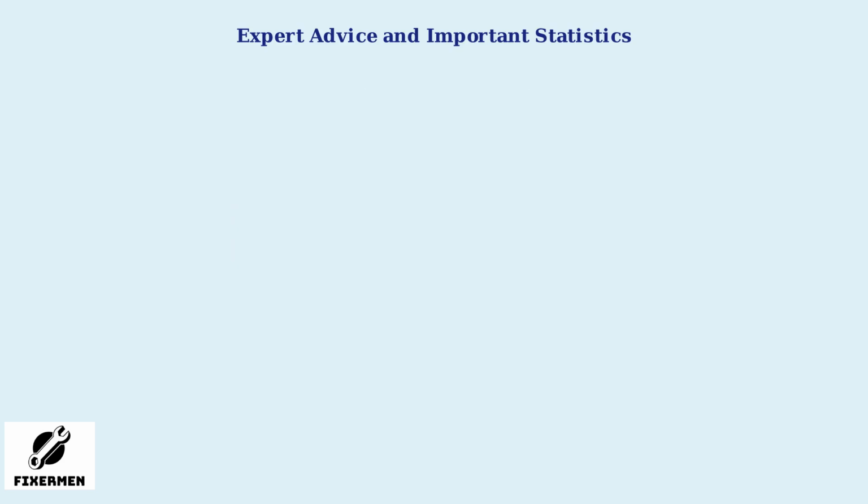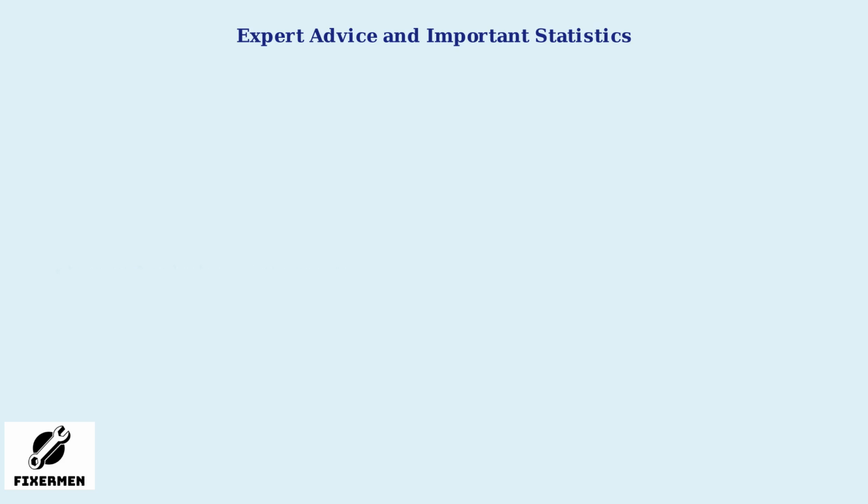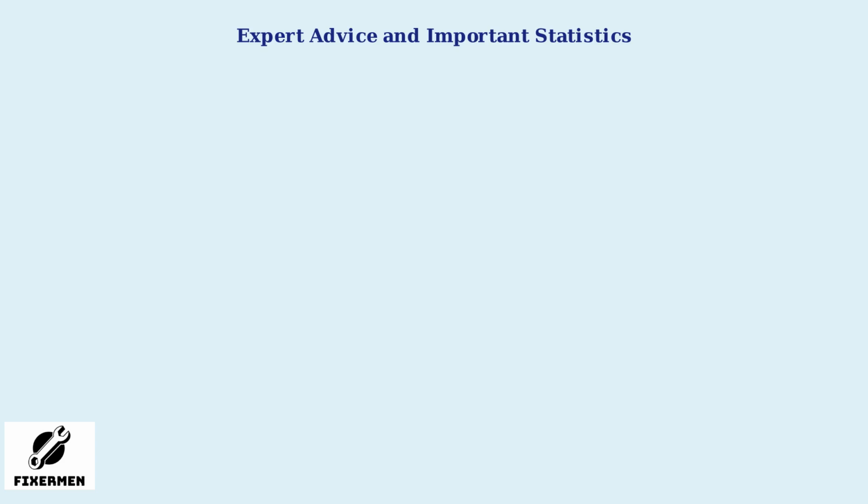HVAC technician John Smith advises, "This code is a warning bell. Don't just reset, investigate pressures to avoid compressor burnout." Statistics show that improper fixes for similar codes lead to 18% of premature compressor failures, costing homeowners $4 billion annually. In 2025, there were 150,000 reported cases, with 85% fixed via basic cleaning and recharging. Average repair costs range from $450 for minor fixes to $1,500 plus for major ones. Annual tune-ups can also boost efficiency by 25%.